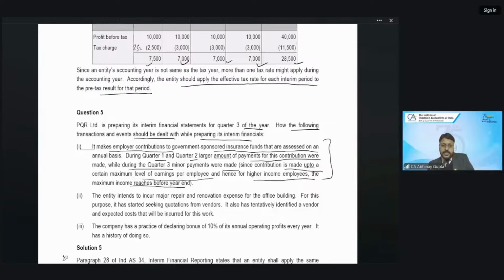Now, the entity intends to incur another major item. So, item number one, item number two. The entity intends to incur major repair and renovation expense for the office building. For this purpose, it has started seeking quotations from the vendors. It has also tentatively identified a vendor and the expected cost that will be incurred for this work.